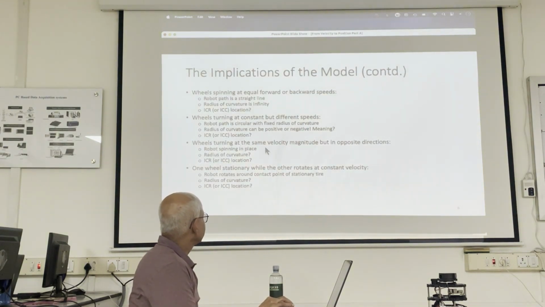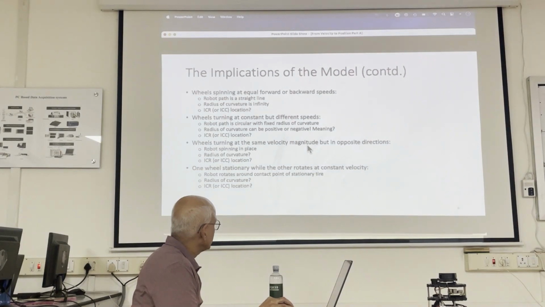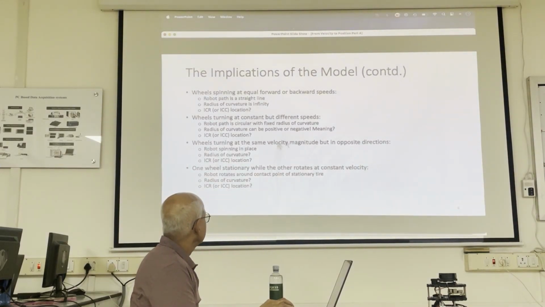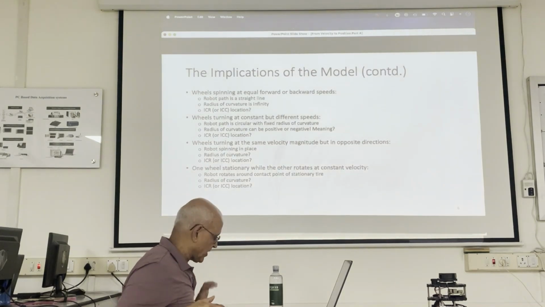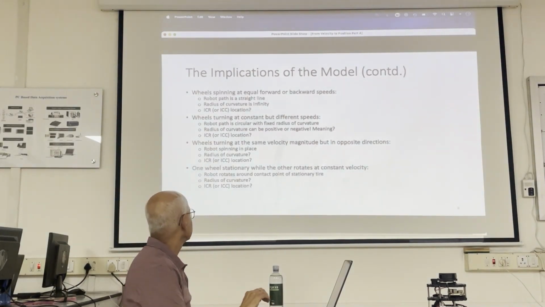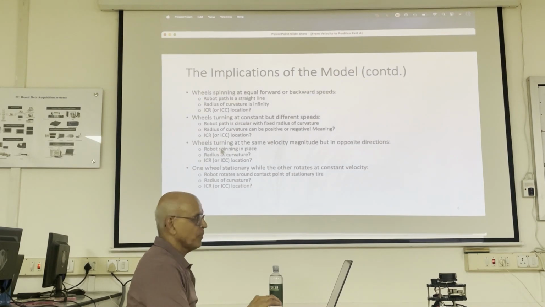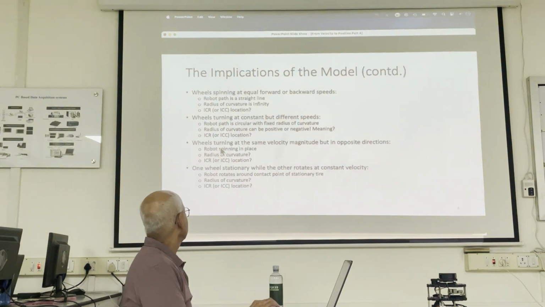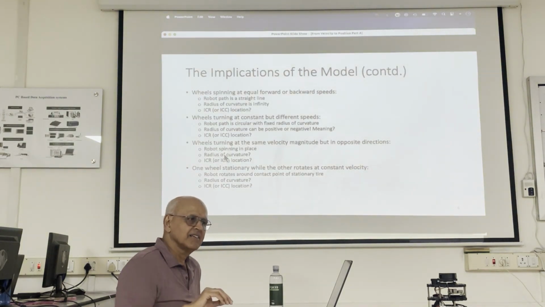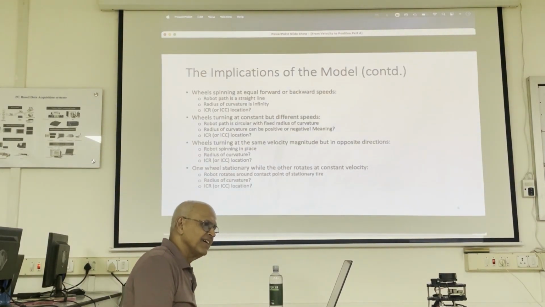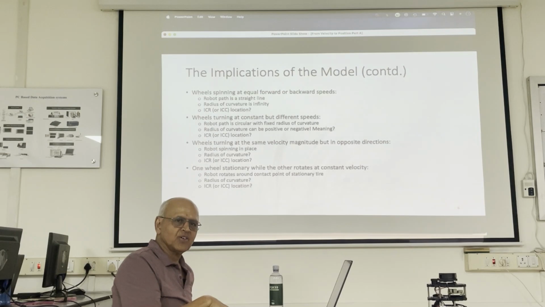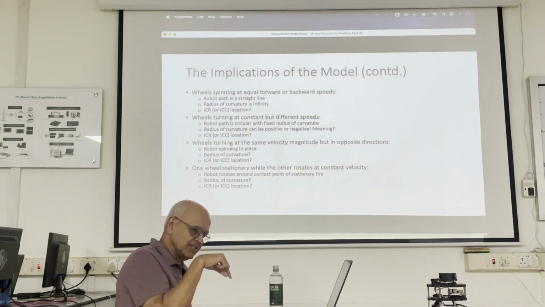Okay, wheels turning at the same velocity in magnitude but in opposite directions. Yes. So wheels turning at the same physical rate, one is this way and one is this way. You agree the robot is spinning in place. The radius of curvature? 0. And the ICC is right here. It's directly below, remember, the point in the middle of the axis is right down below that.